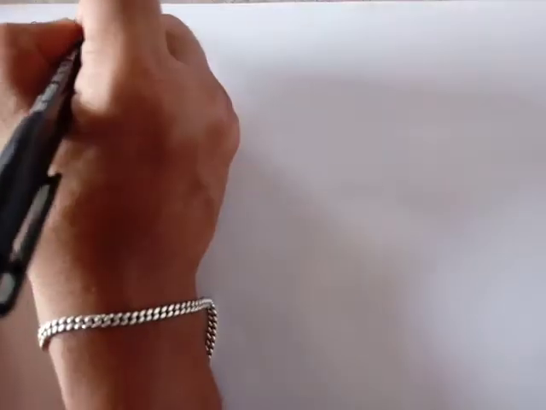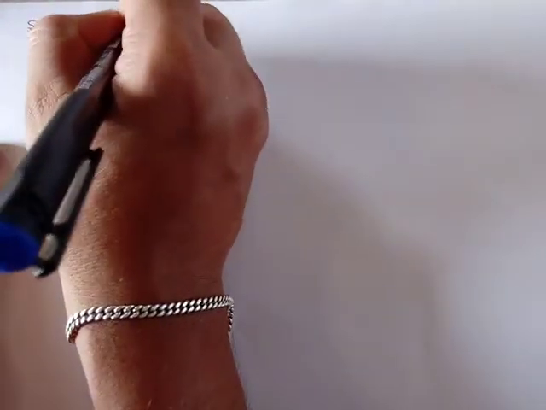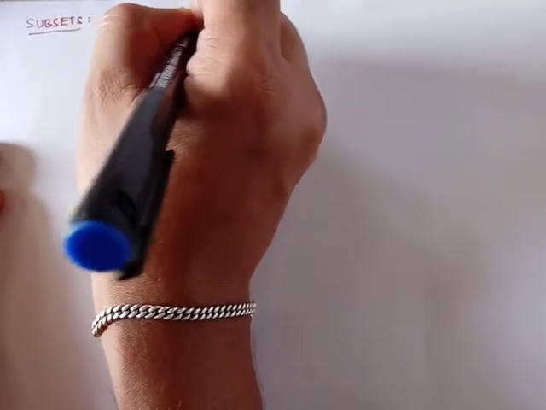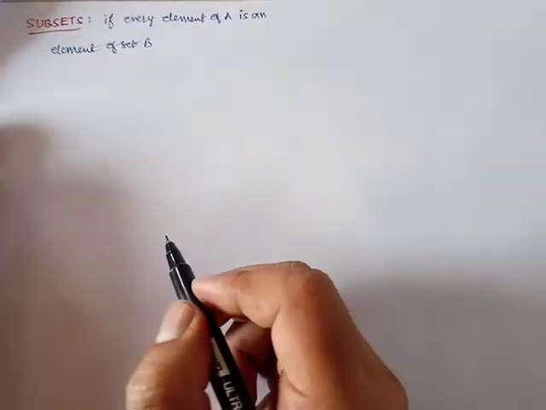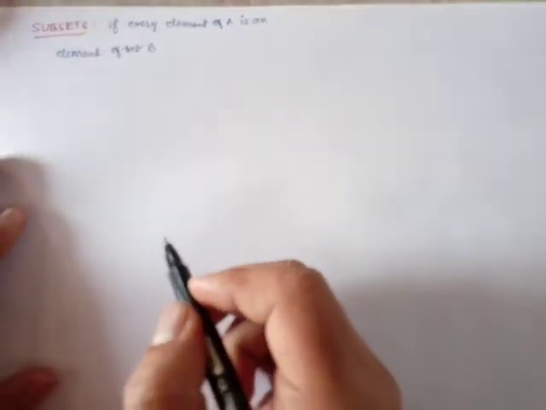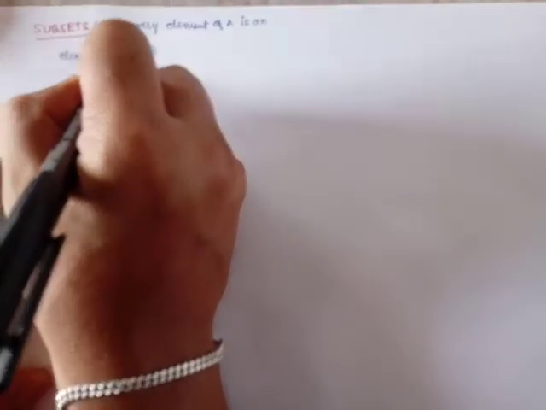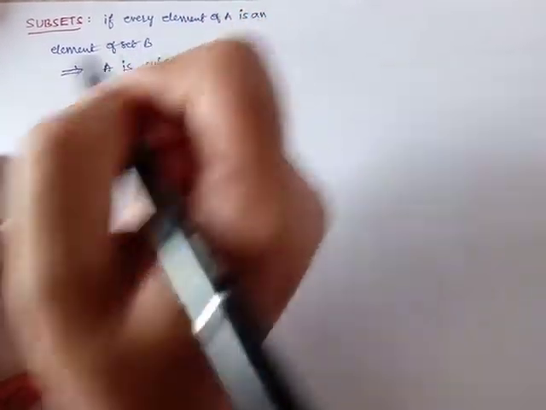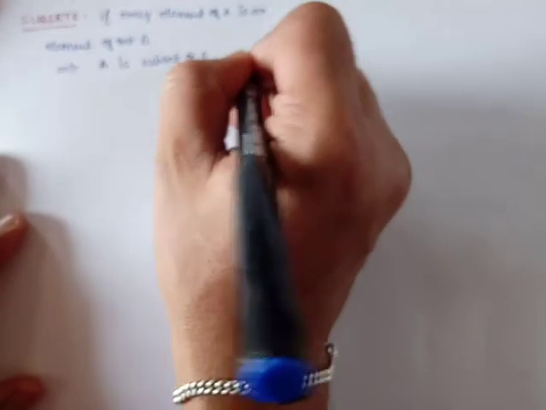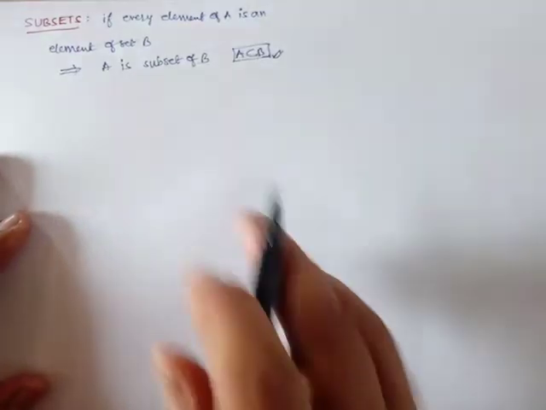Coming to the next definition, subsets. If every element of A is an element of set B, each and every element of set A is an element of B, then A is called a subset of B and it is denoted by A subset of B. So this is the notation you can see, A subset of B.